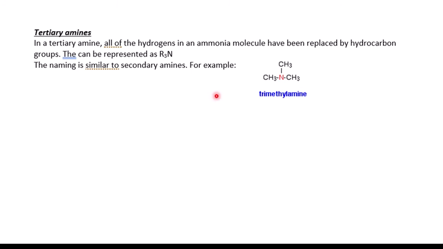Tertiary amines are where you've got 3 alkyl groups. So in this case, we've got 3 methyl groups attached to it. So then that would become trimethylamine. And again, with tertiaries you could also have methyldiethylamine or dipropylethylamine, again, depending on the alphabetical listing. Okay.